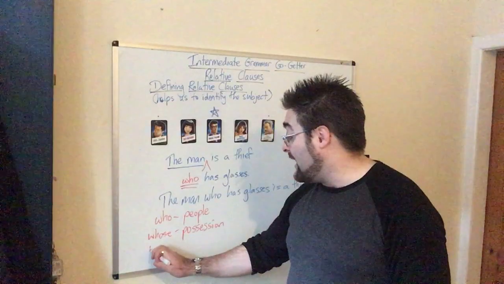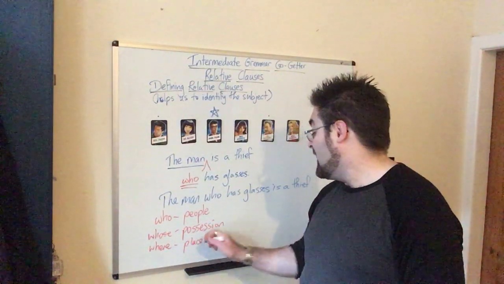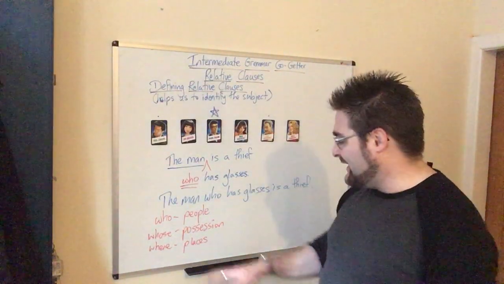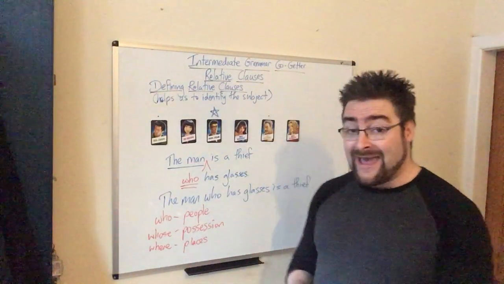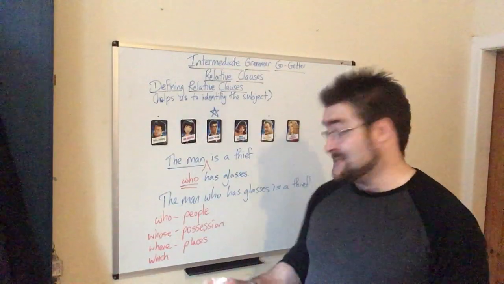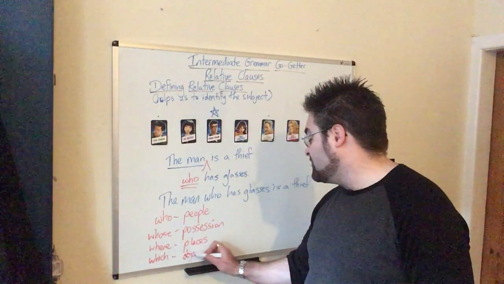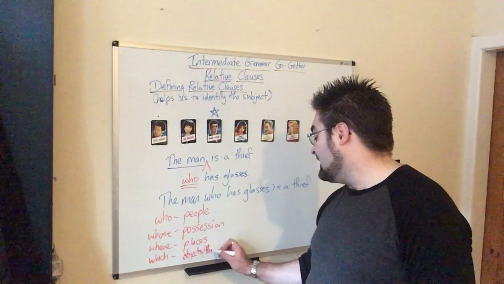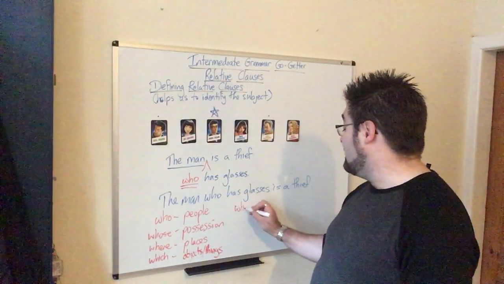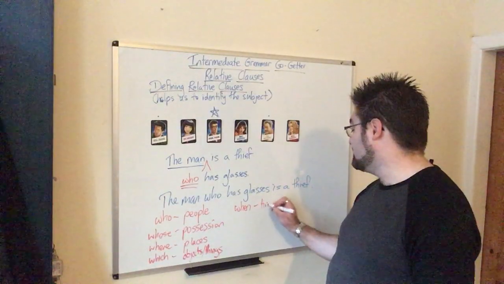We can use where for places, but I am going to do a very short video at the end of this module explaining a key difference between where and also which when it comes to places. Okay? So, which is generally used for objects and things. And finally, we've got when, which is used for times.